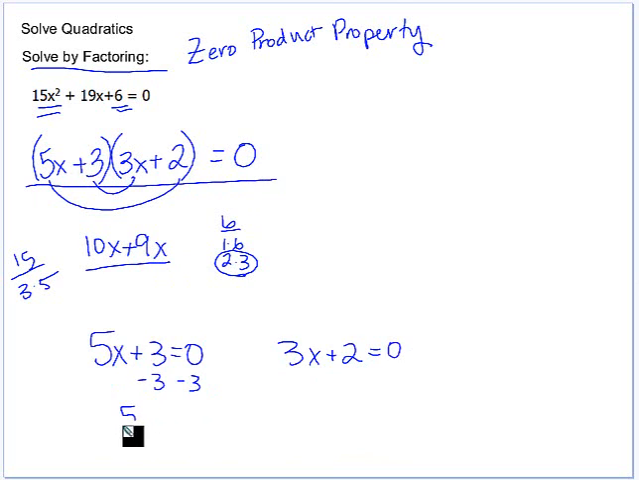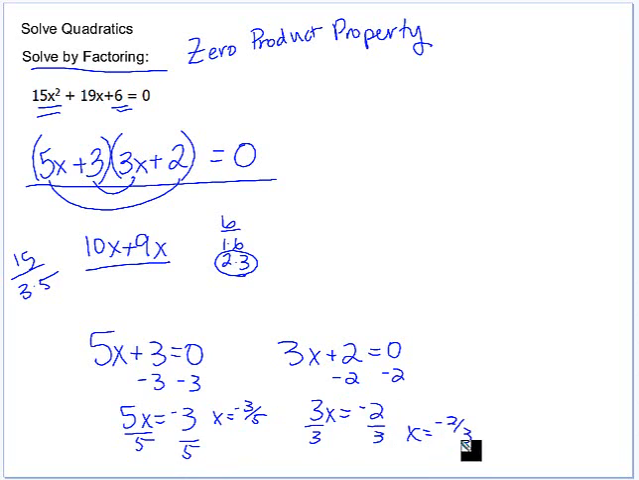We would subtract 3 from this one and get 5x equals negative 3, and then divide by 5. So x is equal to negative 3/5. Second one, we would subtract 2 from both sides. So we have 3x equals negative 2, and then divide by 3. So x is equal to negative 2/3. So your two solutions here are negative 3/5 and negative 2/3.